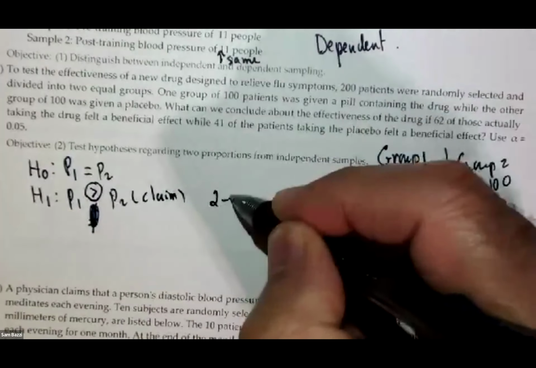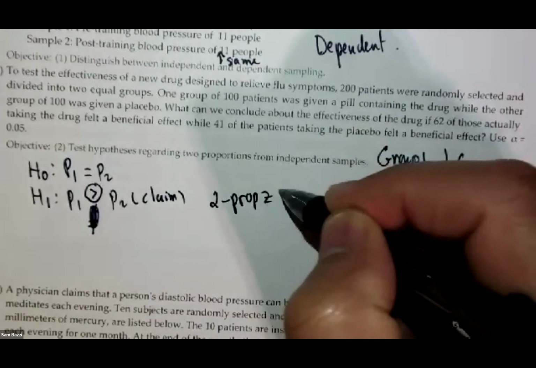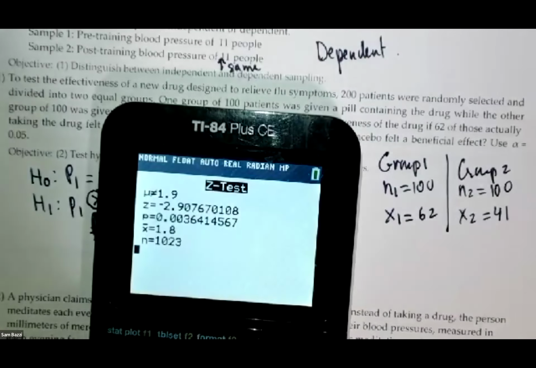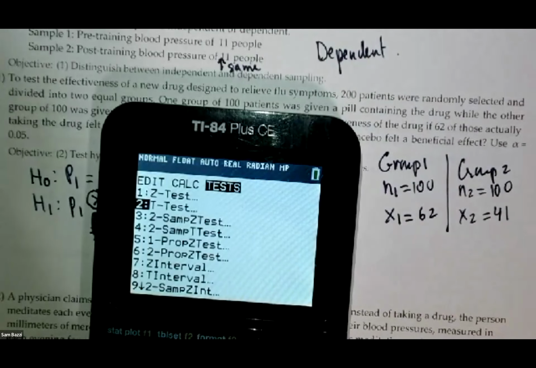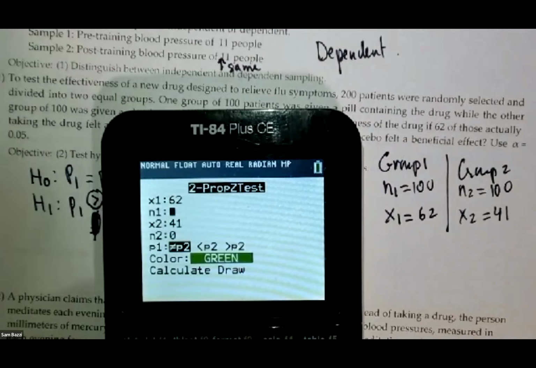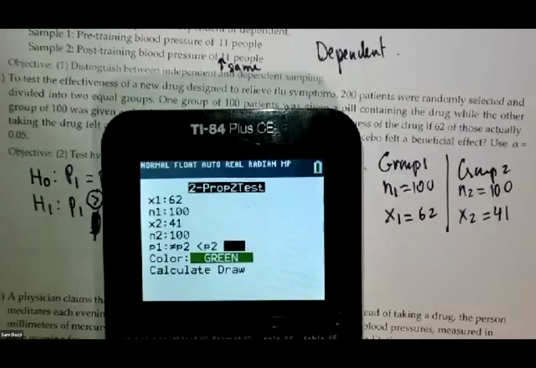We're going to be using the two proportion z-test. And watch, guys. Stat, Tests, two prop z-test. Okay. X1, 62. N1, 100. X2, 41. N2, 100. And now I want to check that P1 is greater than P2.